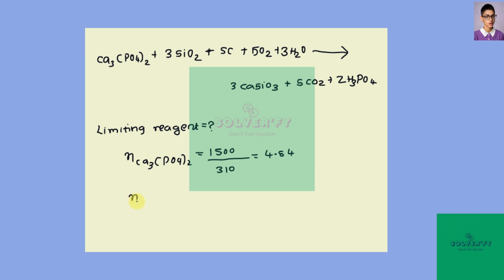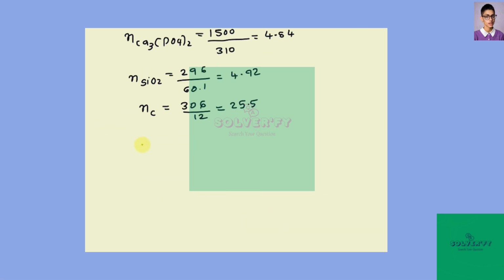And if we consider the number of moles of SiO2, its given mass is 296 gram, its molar mass is 60.1, and we will get the number of moles as 4.92 mole. And when we consider the number of moles of carbon, the given mass is 306 and the molar mass is 12 gram per mole, we will get the number of moles as 25.5. And when we consider the number of moles of oxygen, the given mass is 1090, dividing it with the molar mass of the oxygen, that is 32, we will get it as 6.81.